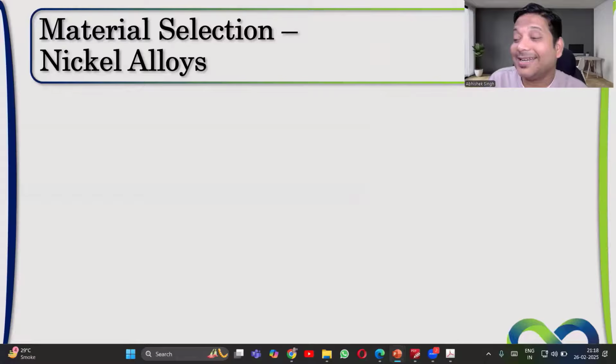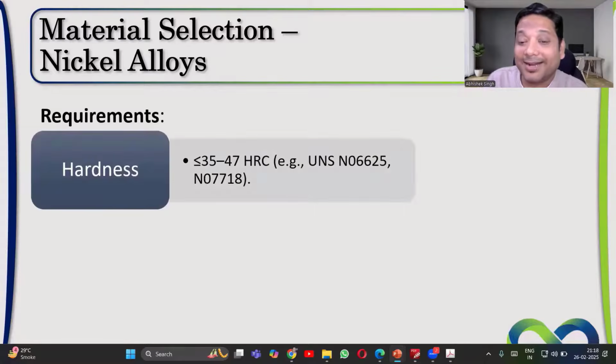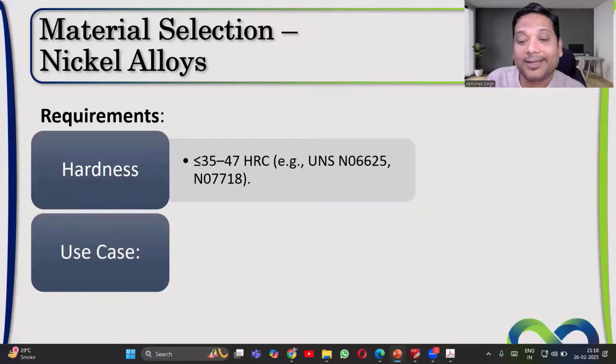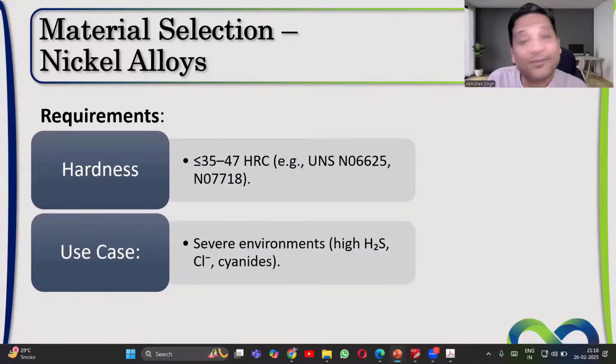Next, and the topmost, nickel alloys. Inconel will come into that. So the hardness limit is a little bit higher. You can use 35 to 47 HRC for 625 Inconel. Use case, you can use it for very high H2S partial pressure or very high chloride ppm, or even if cyanide is present. In all the cases, you can use nickel alloy. So that is the topmost choice. It's also costlier, so this will be the end result. If you're not able to get carbon steel or SS or duplex, then you'll go with nickel alloys.